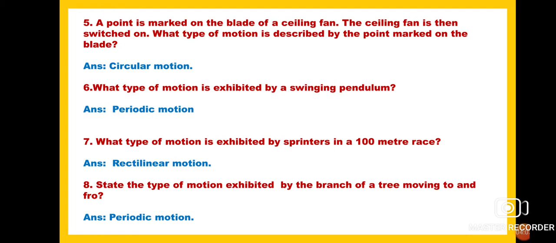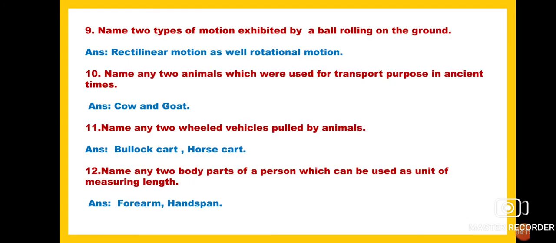Next, number 8. State the type of motion exhibited by the branch of a tree moving to and fro. Okay, so when a branch of a tree is moving, it is also moving in a constant time period. So in this case, it is referred to as periodic motion. All right.